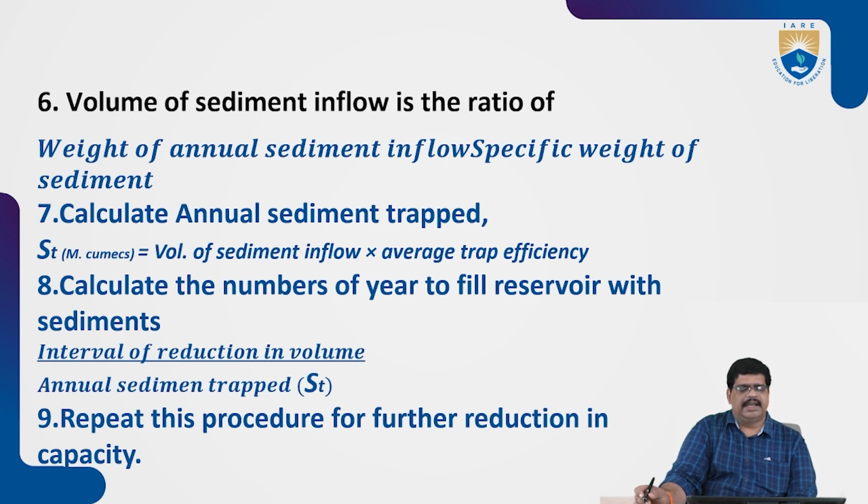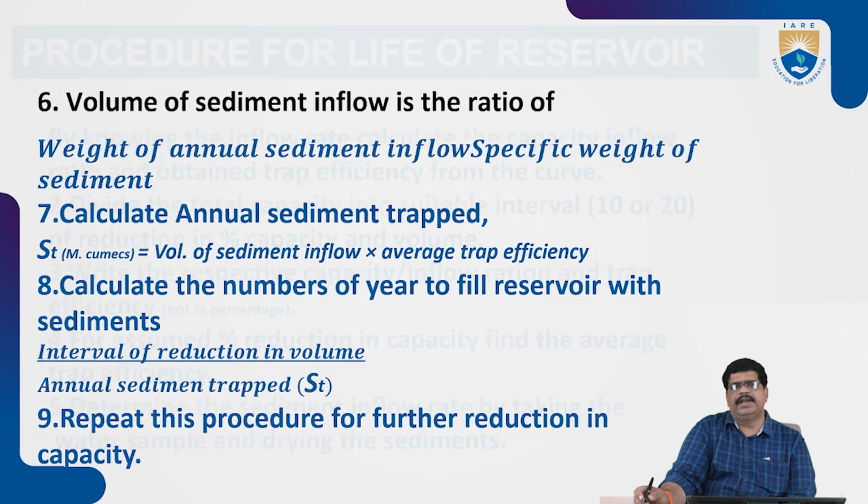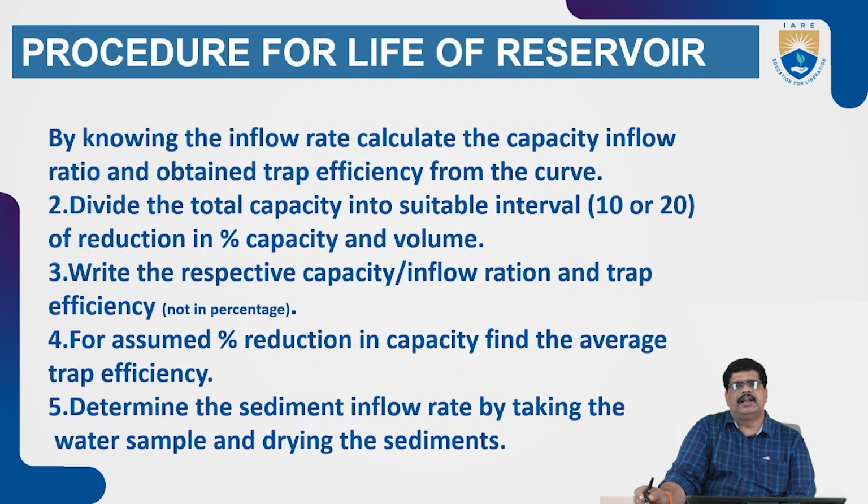Next, second one, calculate the number of years to fill the reservoir with sediment. So this is the interval of the reduction of the volume. Annual sedimentation is equal to ST. You can repeat the process with further reduction of the capacity of the reservoir. So based on these formulas, you have to find the volume of the reservoirs and also calculate the percentage of the reduction of the average trap efficiency, and the sedimentation of the inflow at these points can be known.